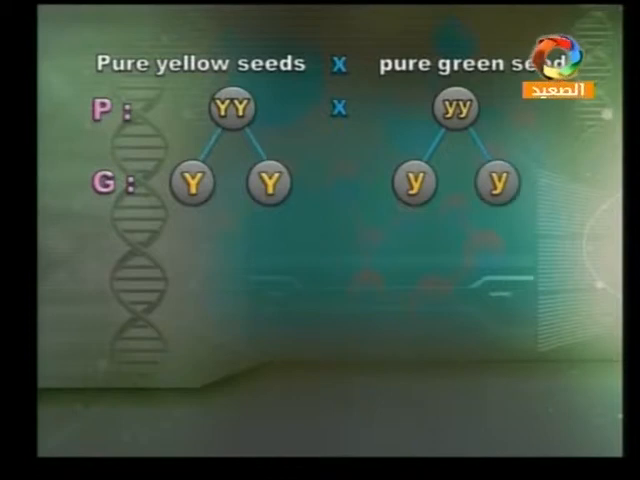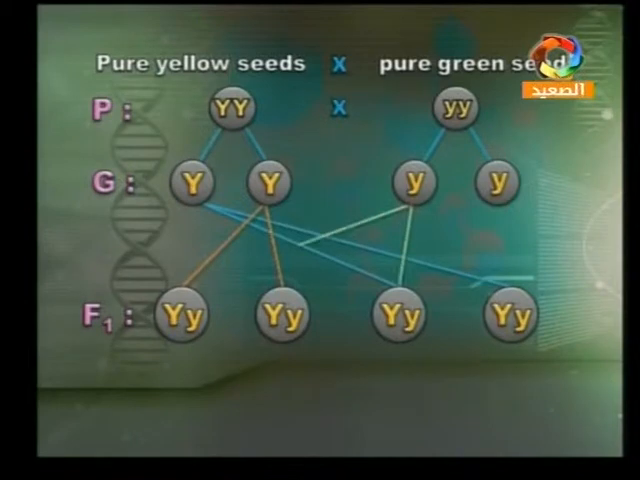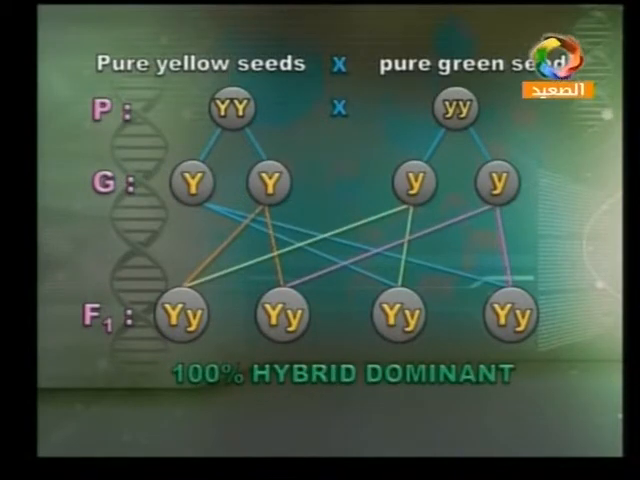Y small by itself and another one by small. What else? Else we have family 1. The first generation will be y capital with y small, y capital y small, y capital y small. Also the other one, y capital y small, y capital y small. It means we have about 100% hybrid dominant.